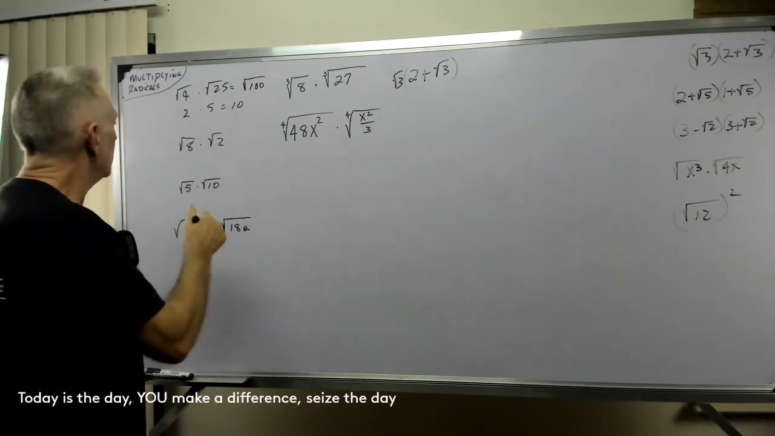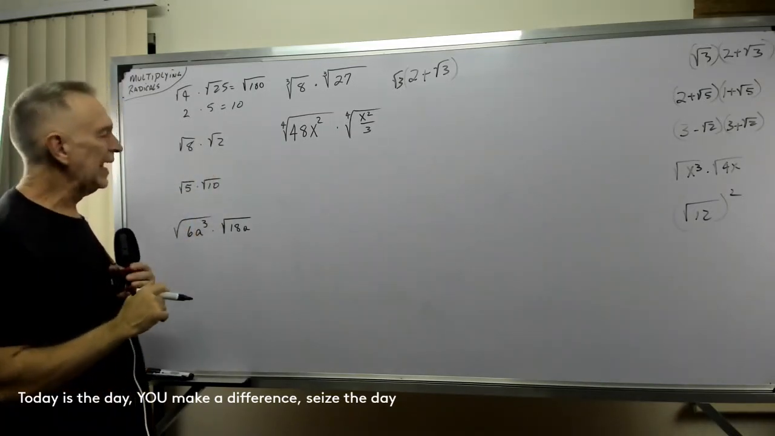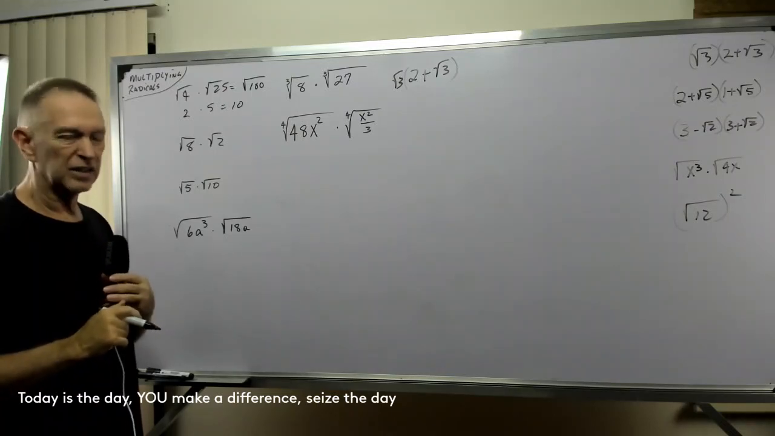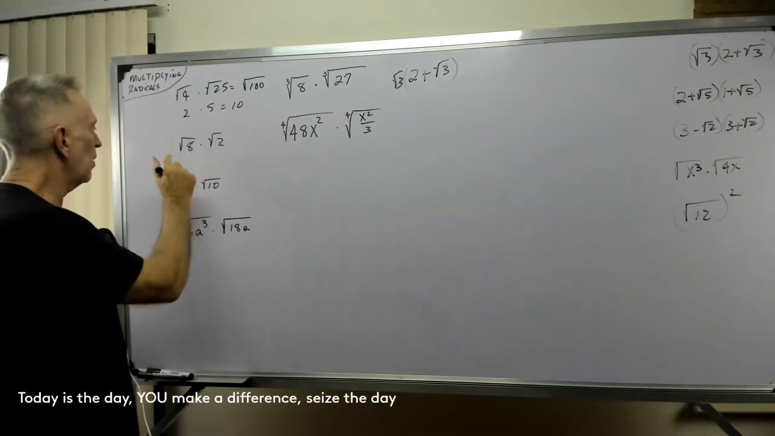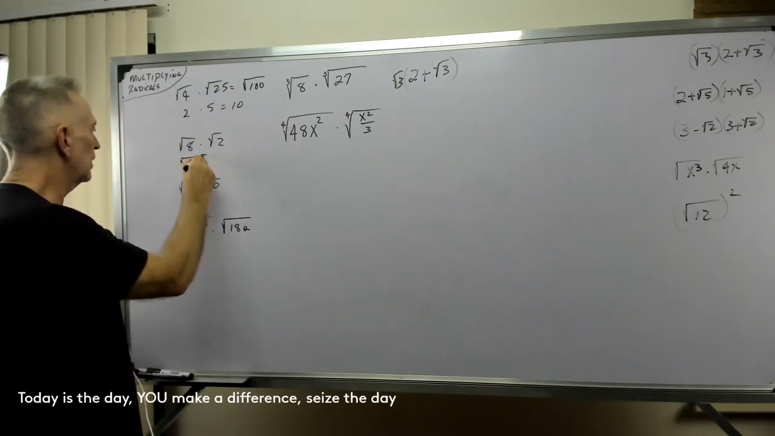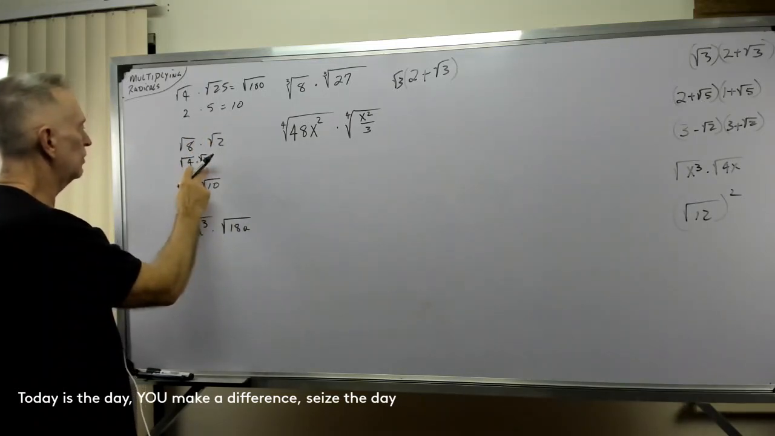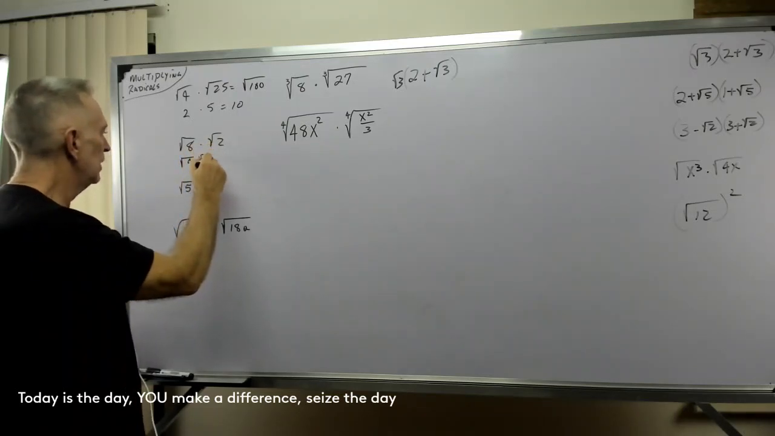Okay. All right, what about this guy here? The square root of 8 times the square root of 2. Well, the square root of 8's not so obvious, is it? But we can break that apart. I could say, that's the square root of 4 times the square root of 2. Okay, the square root of 4 times the square root of 2 is the square root of 8. That's times the square root of 2 I already had.